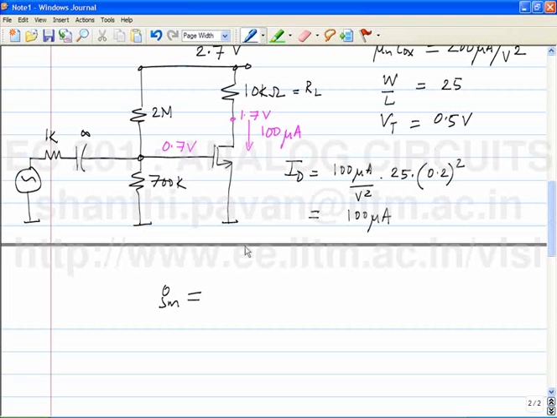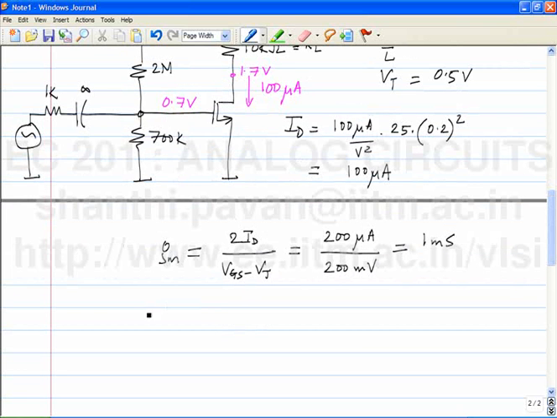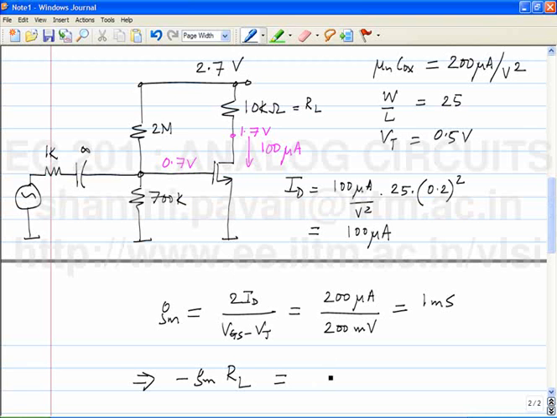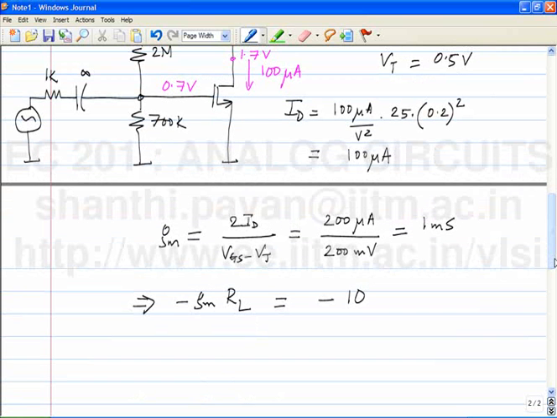Okay, here you can use anything, but I like to use 2ID by VGS minus VT. 2ID is nothing but 200 microamperes. VGS minus VT is 200 millivolts. So GM is 1 millisiemen, which means that the small signal gain GM RL is minus 10. Alright. So the incremental gain of the amplifier is 10.